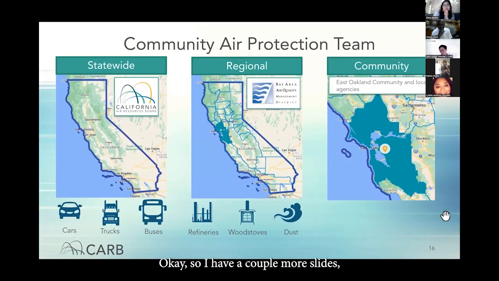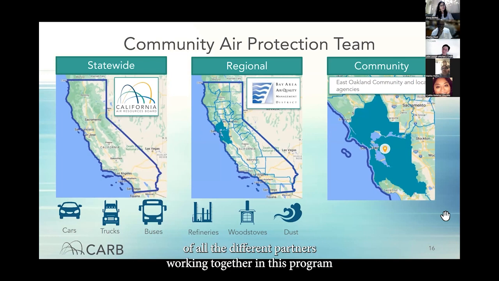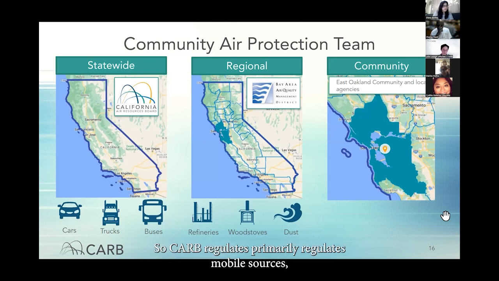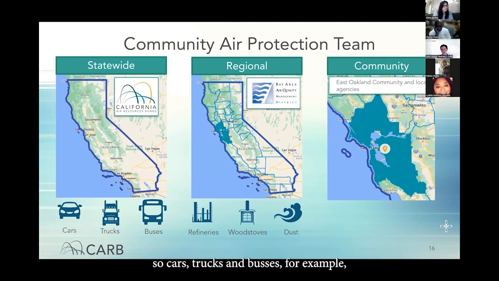Okay, so I have a couple more slides. So I just wanted to touch on the roles of all the different partners working together in this program, and then talk a little bit more about CARB's role more specifically. So CARB primarily regulates mobile sources, so cars, trucks, and buses, for example. And we adopt regulations for the sources in our authority, and those apply across the entire state.